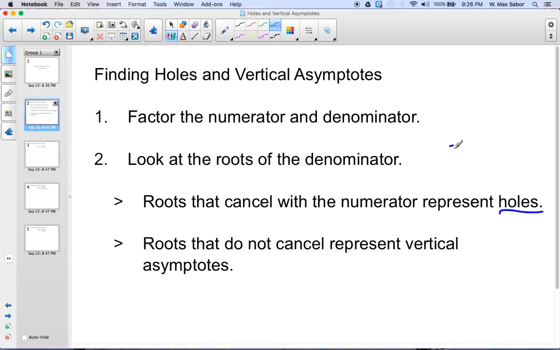So that would be if we got something like x minus 3 over x minus 3, those would cancel, and we'd be able to say that there's a hole at x equals 3. Roots that do not cancel represent vertical asymptotes. So instead that'd be something like having x minus 4 over x minus 2. These don't cancel, so we know that there's a vertical asymptote at x equals 2.